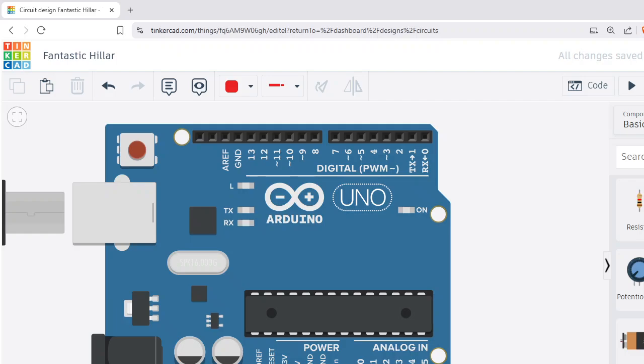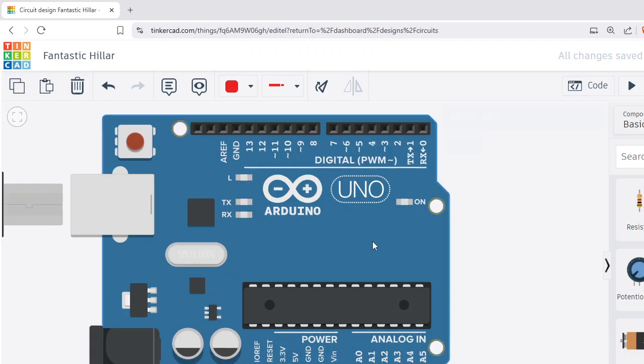Yes. Okay, now we have these 6 analog pins and these 14 digital pins. Starting from 0 to 13, these are called digital pins and these are called analog pins. These analog pins, A0, A1, 2, 3, 4, 5, are basically used to take input from the outside into the Arduino in analog form.